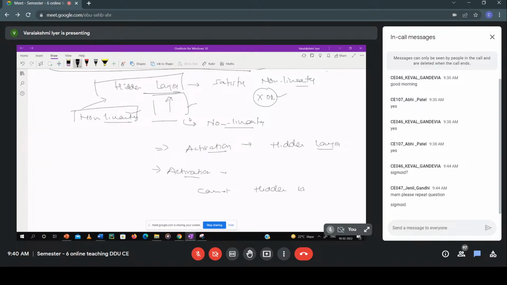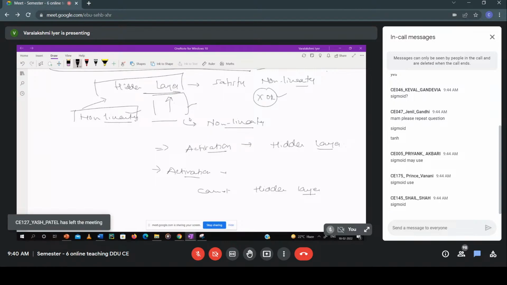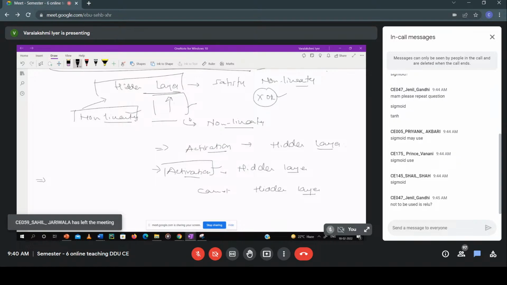Any guess that you can make? Yes, tanh is an activation function we can use. Sigmoid is also an activation function, right, Priya? And those of you who have answered, Keval. So sigmoid is an activation function that we can use in the case of hidden layer. But what is an activation function that we cannot use? Any idea? Right now we have not introduced ReLU, so just tell me amongst sigmoid, softmax, and linear.